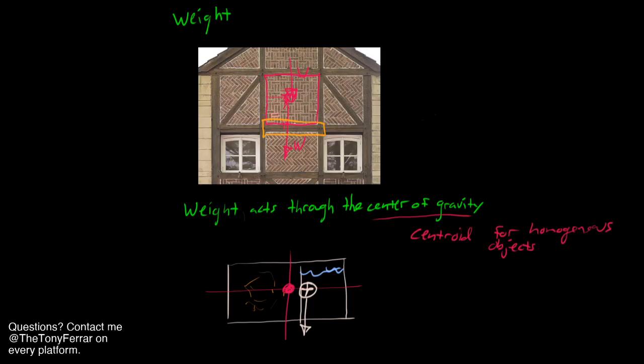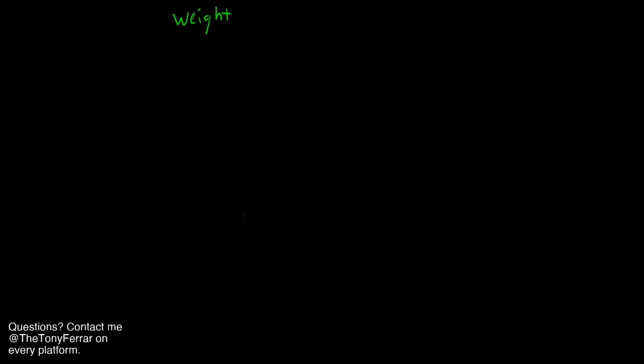So what we want to do is find the center of gravity so that we can figure out where to put the weight force that's acting on an object. In general, it'll just be the centroid, and that's all we have to worry about. But I wanted to show you a little bit of cool math to show you why that is.